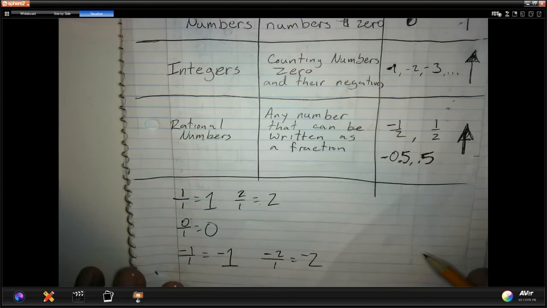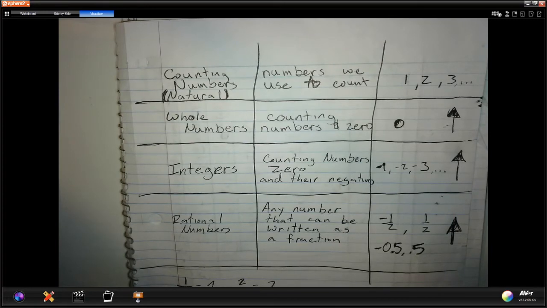Okay, so go ahead and make sure you have all these notes down. Let me go back to the top. You can pause it right here and write everything down.